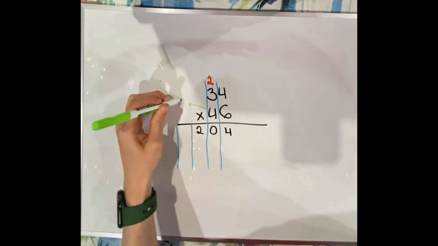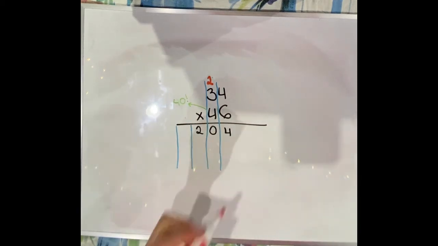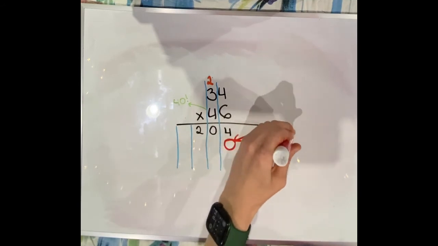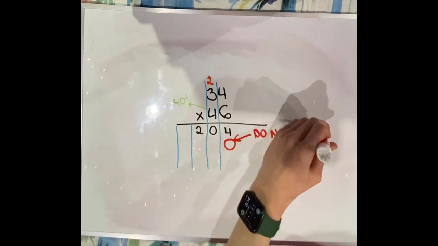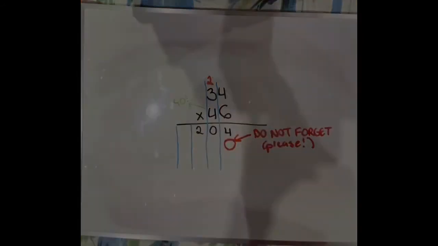Next, notice here that we do not have a ones place. We are multiplying not 4, but 40 times 34. Therefore, our first step now is to place a 0 down here in the ones place. Do not forget this step. Now, we may proceed with filling in our numbers.